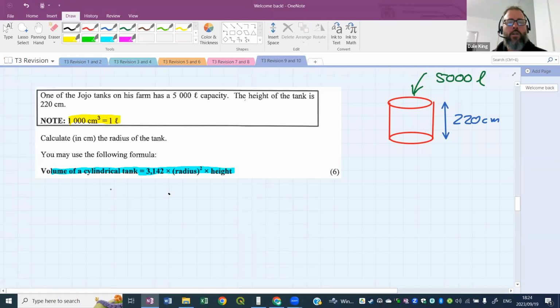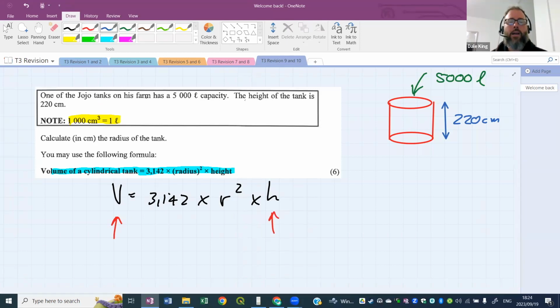I'm going to write the formula out in a more simple form. So V is equal to 3,142, we know that's the pi number, times radius squared times height. So Ben is suggesting that we fill all these things in. We give it the volume and the height, and then out will come the radius if we change this equation around a little bit.